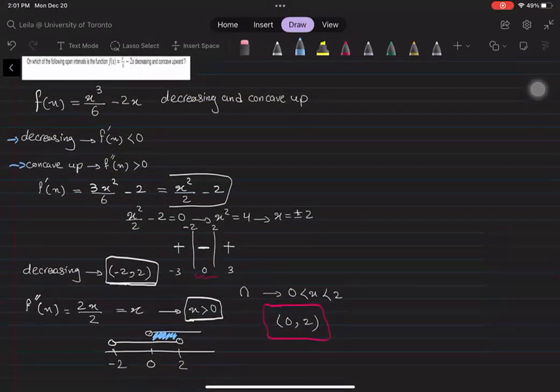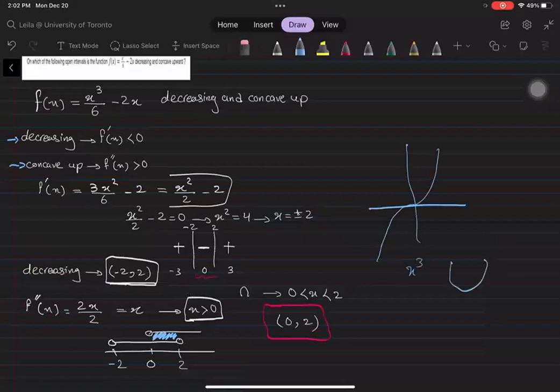But since the function is a polynomial, isn't it concave up on 0 to infinity? No, because it's a power of 3, so it's an odd number. So it's x cubed, which has this shape. Only the even powers have this form.